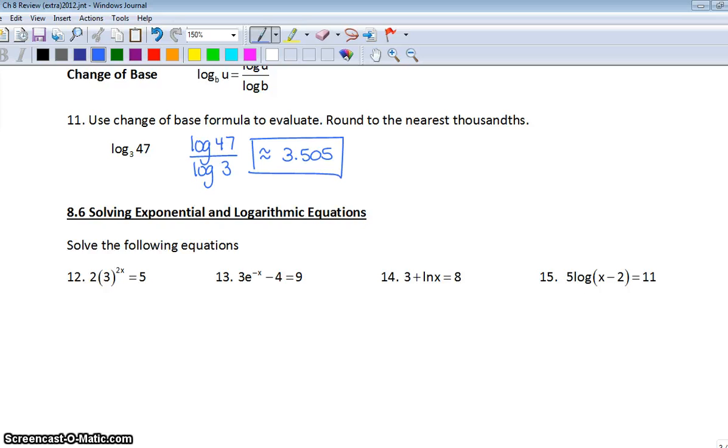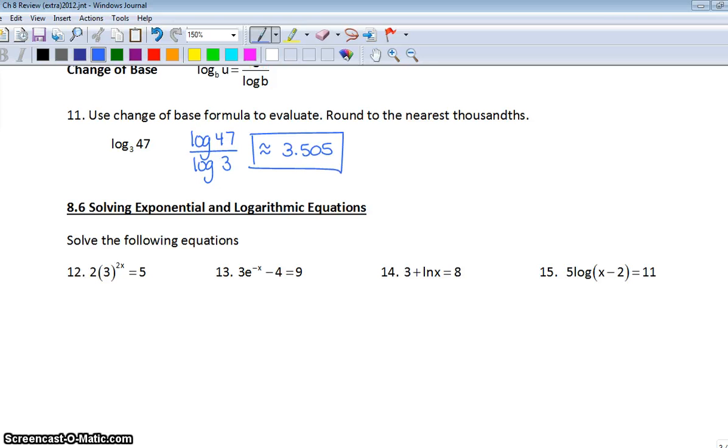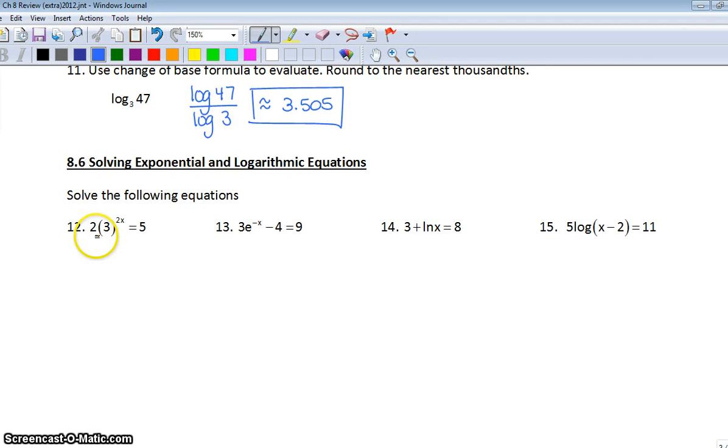Next we have 8.6, and 8.6 is solving. We've got 2 times 3 raised to 2x is equal to 5. I want to get to that x. The 2x is being raised to the, or it has a base of 3. Only 3 is getting this exponent, the 2 is not. So the first thing I'm going to do is move that 2 over, and we get 3 raised to 2x is equal to 5 halves, which is 2.5. It doesn't matter if you keep it as 5 halves or 2.5.